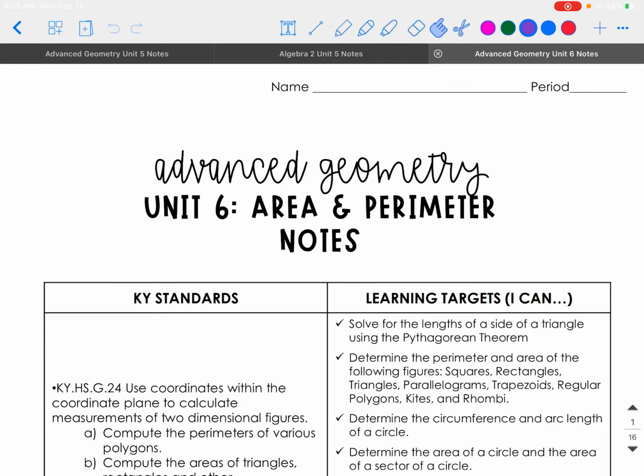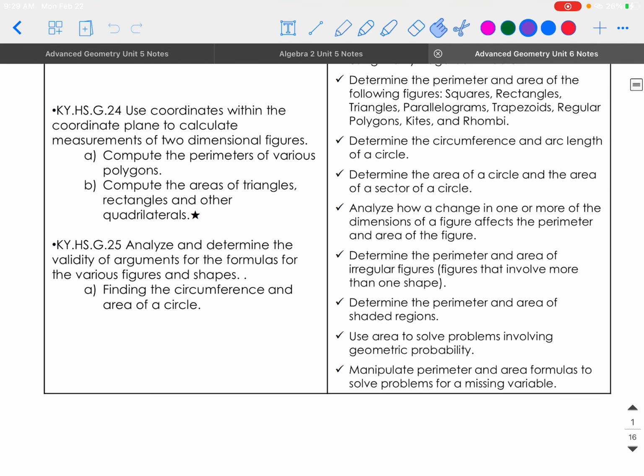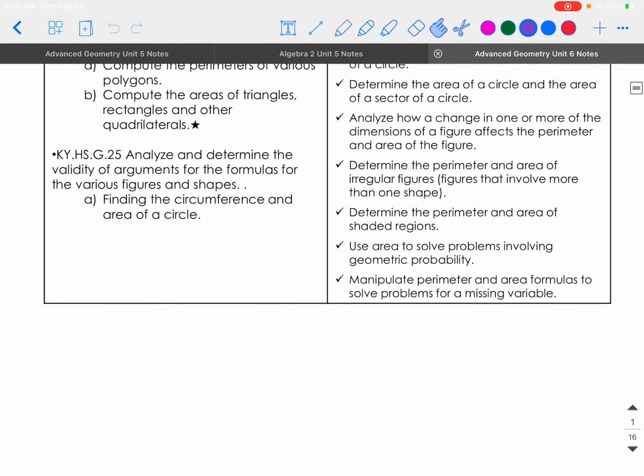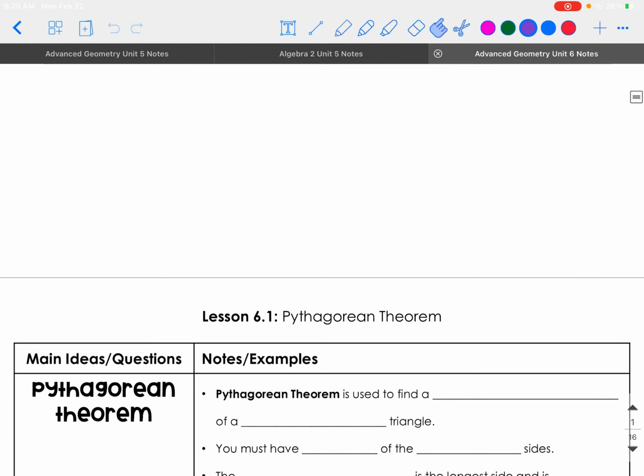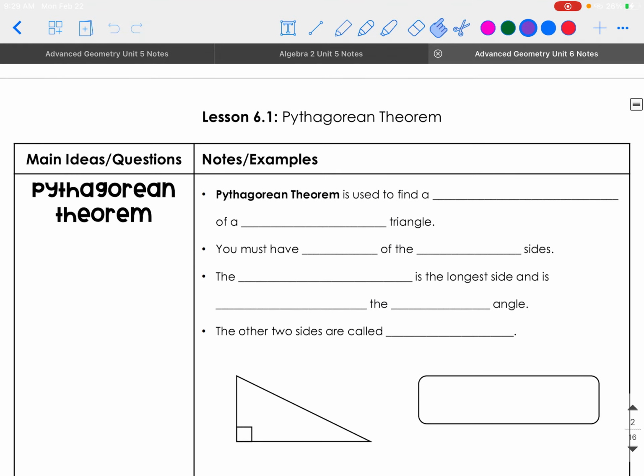Hey guys, we are moving on to Unit 6. So this unit is all about area and perimeter. And for this first lesson, we have to learn about the Pythagorean theorem. You probably already know the Pythagorean theorem, but we're going to review it anyway, because it is going to come up a lot in the rest of this unit. So you'll have to use it, so we need to be really good at it.